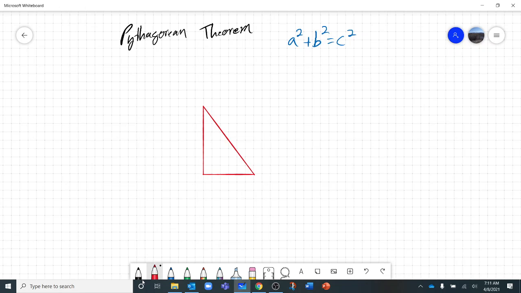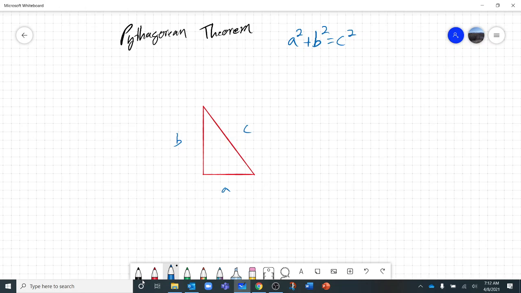All right, so we're going to talk about the Pythagorean theorem. In simple general terms, the Pythagorean theorem states that a squared plus b squared equals c squared. And let's go ahead and label the triangle. We're going to say that this is side A, this is side B, and this is side C.